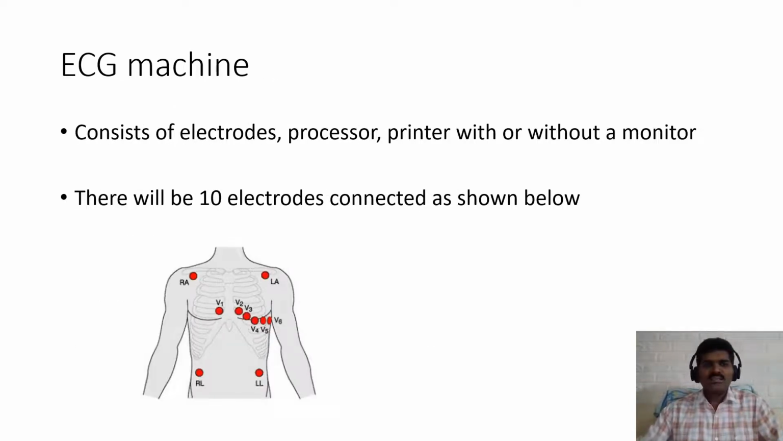Let's learn something about the ECG machine and the electrocardiograph, which is a machine used for recording a 12-lead ECG. It consists of electrodes, a central processor, a printer with or without a monitor. There will be 10 electrodes connected as shown below. There are 6 bulb-shaped electrodes, which are connected to the chest, and 4 prong-shaped electrodes that are connected to the limbs.